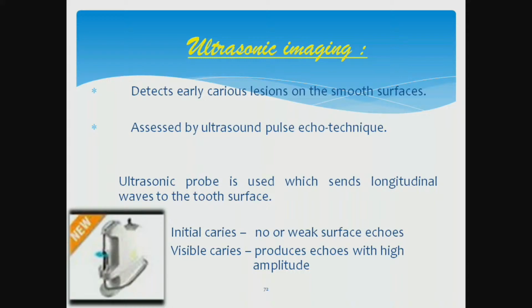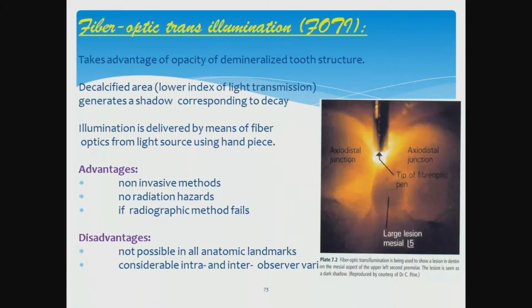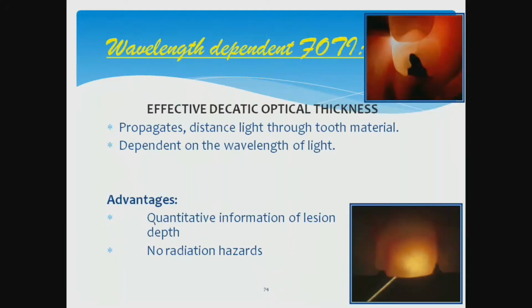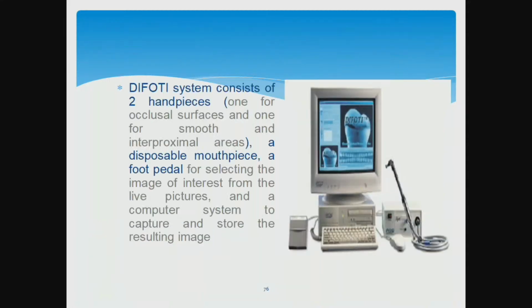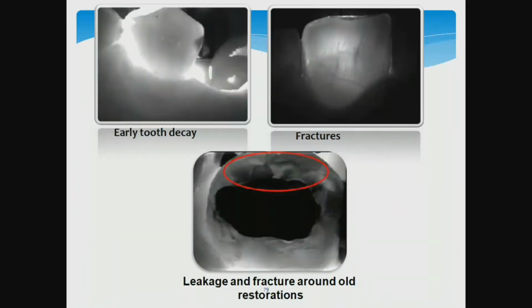Then you have the ultrasonic imaging, which detects caries lesions of the smooth surfaces. You have fiber optic transillumination. In this, decalcified areas with a lower index of light transmission generate a shadow corresponding to decay. Then you have the wavelength dependent FOTI, then digital imaging fiber optic transillumination devices. All these methods are used to detect caries.